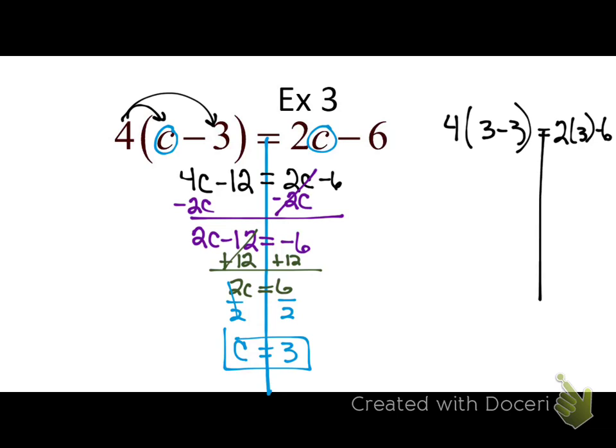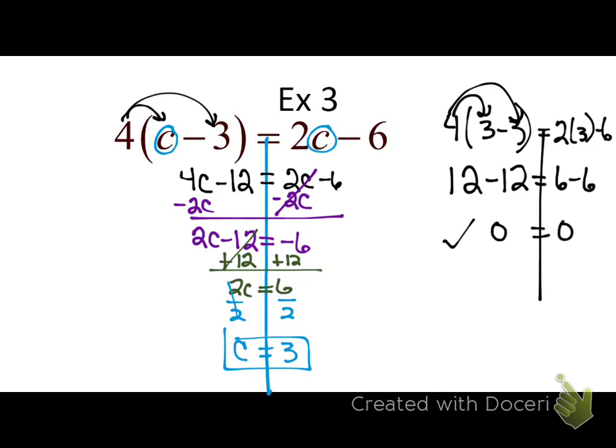So it's 3 minus 3, 0. Or would I go ahead and distribute? Yes, let's distribute. So we have what here, guys? 12 minus 12. And what do I have on my other side? 6 minus 6. So do those sides end up being the same? Yeah, so it's right.